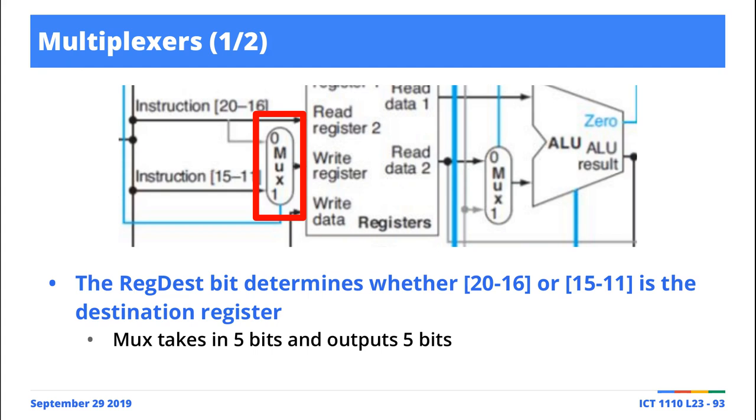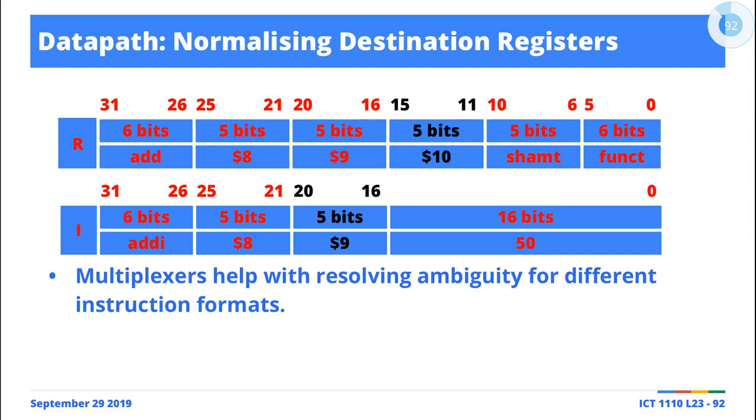Right, so you notice a couple of things happening here. We're determining which of the bit segments are going to be used as input, depending on the value of this control signal, whether it's a 1 or a 0. And then the other important thing is that the input to this multiplexer is a 5-bit value, corresponding to either RD or RT.